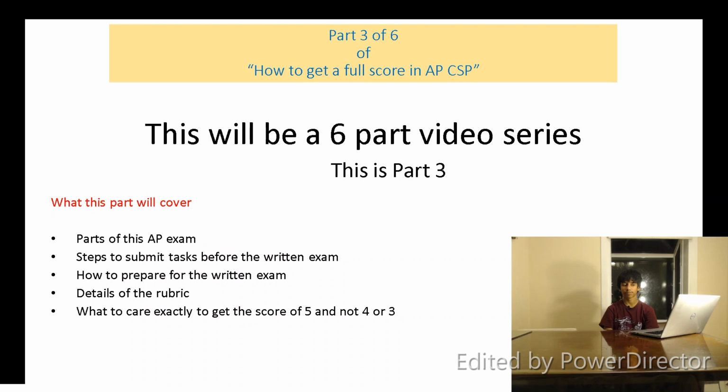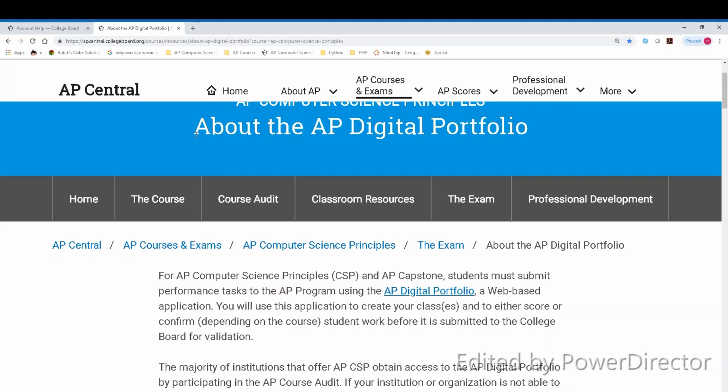Now that we've talked about the parts of this exam, let's go on to the digital portfolio to talk about the steps we need to take to submit the tasks. Here we are at the page for the AP Digital Portfolio. You can get here by going to AP Central, then the AP CSP page, then the exam, and then find the link for About the AP Digital Portfolio.